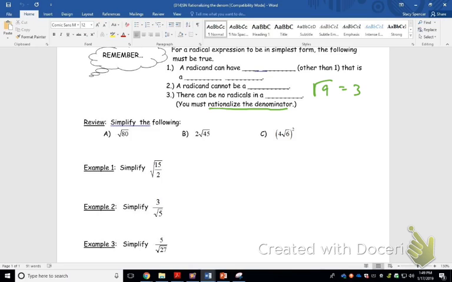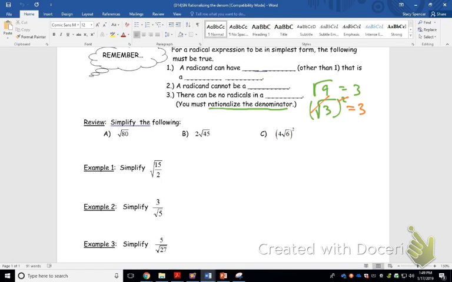What if I took that 3 and made it into a square root of 3, and then I squared it? What would the answer be? 3. What happens when you have your square root and your square? They're inverses, right? They cancel each other out. So the answer to this is actually 3.